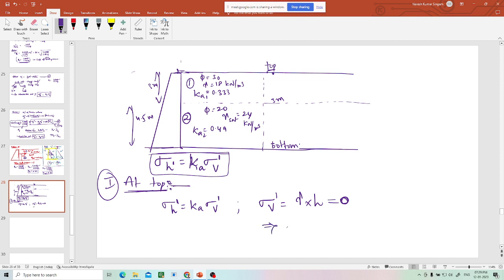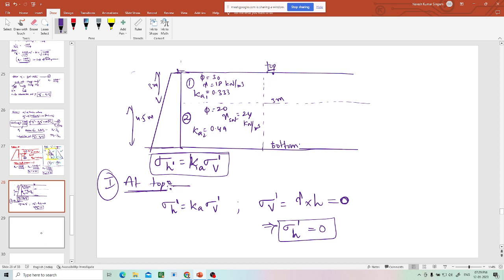So this implies sigma h dash is also 0 because Ka is multiplied by 0. So you have the value of sigma h dash 0 at this point because sigma v is 0, because h is 0. At this point h is 0. If you go down, then h will increase. So it is linearly increasing from the top. So sigma h dash is 0. That we understood from the top point.